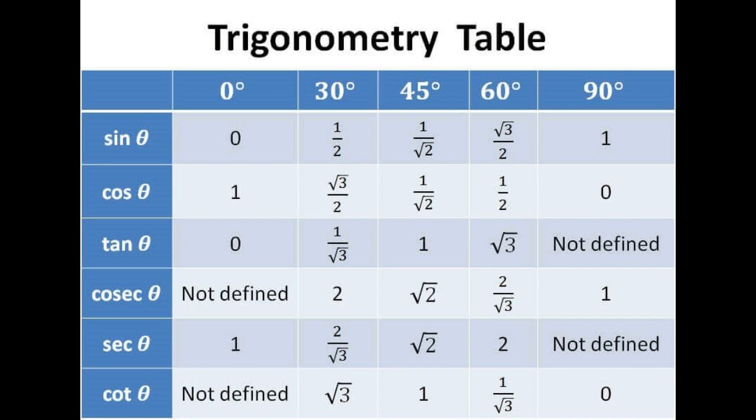Now the reverse of sine's value is cos values, cosine's values. So 1, root 3 upon 2, just read or think sine's value reversely, right? Reverse the value of sine is the value of cos. So 1, root 3 upon 2, 1 upon root 2, 1 upon 2, 0. Again 1, root 3 upon 2, 1 upon root 2, 1 upon 2, 0.